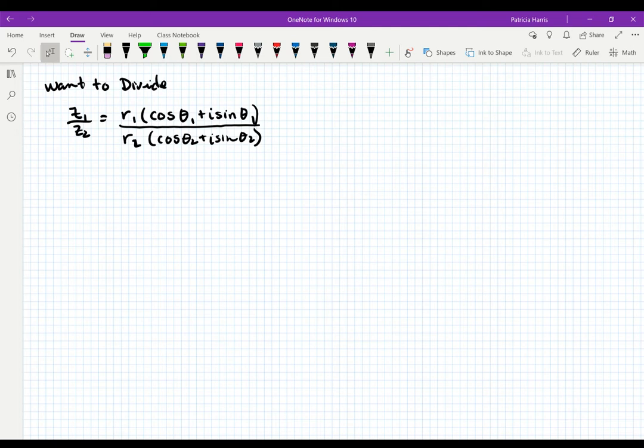Okay, so now what we're going to do is we're going to prove our division formula. Now, our division formula is going to depend on a couple of things. It's going to depend on the difference formulas, so let's write those down. Okay, and then here's the one for sine.